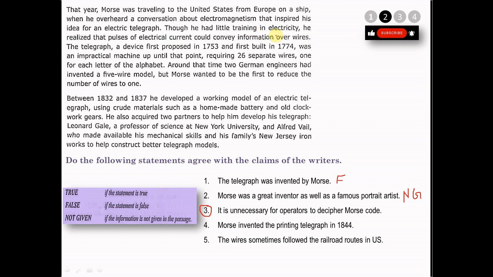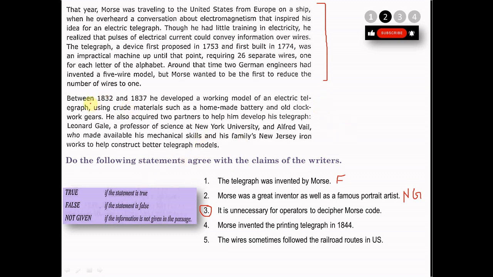Yes. So the telegraph, a device first proposed in 1753 and first built in 1774, was an impractical machine up until that point, requiring 26 separate wires, one for each letter of the alphabet. Around that time, two German engineers had invented a 5-wire model, but Morse wanted to be the first to reduce the number of wires to one. So here we do not find any information that we can apply on the question, so it's okay. We'll jump on to the next paragraph.